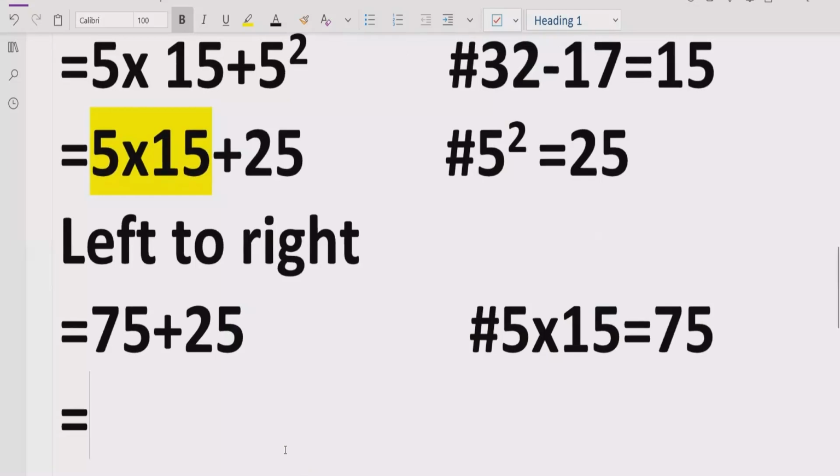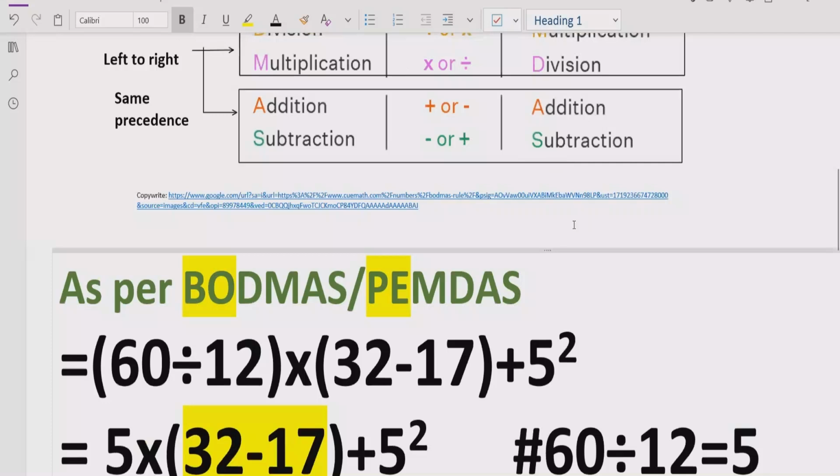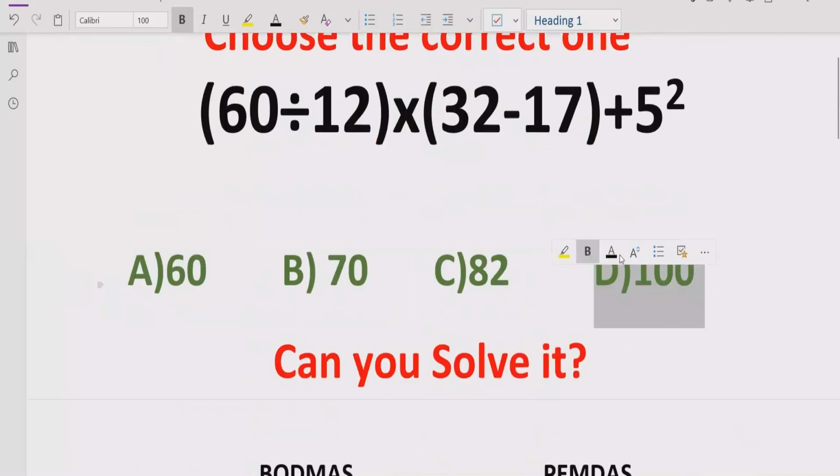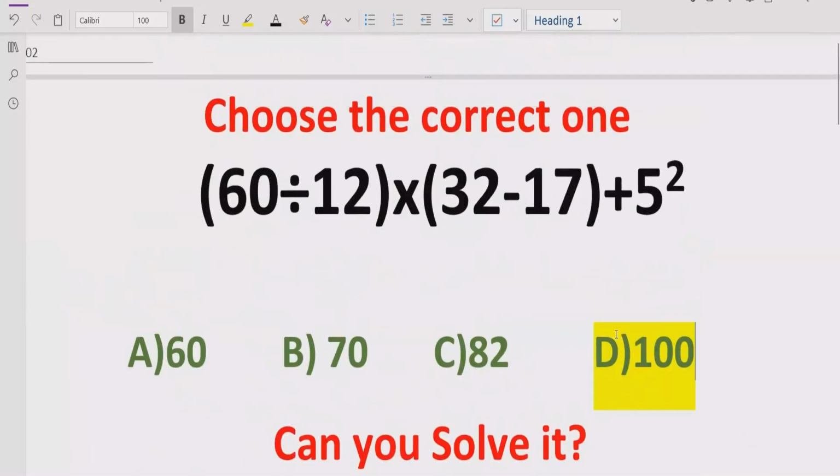Now we have two terms which are adding each other. So we will add both of them and get the answer, which is 100. So the answer of the given expression is 100. If you see the answer list, answer D is the correct answer of this. I hope you understand how you can solve the given expression using PEMDAS and BODMAS method and find out the correct answer. So that's it for today.